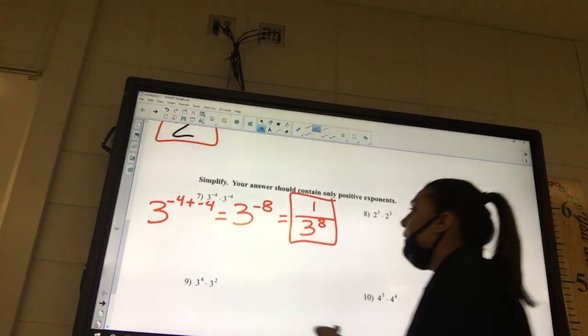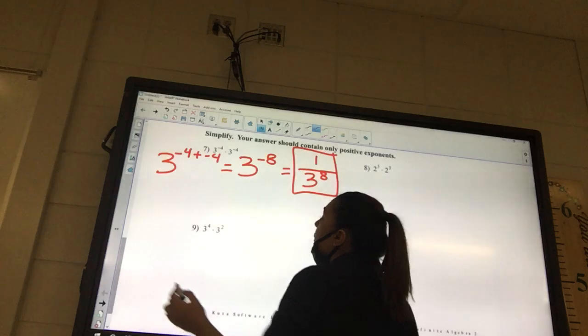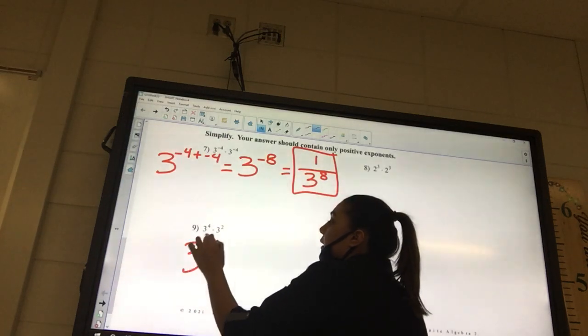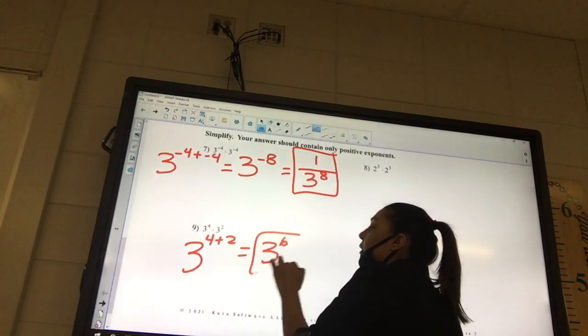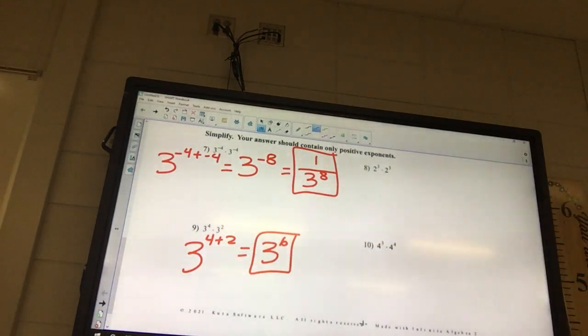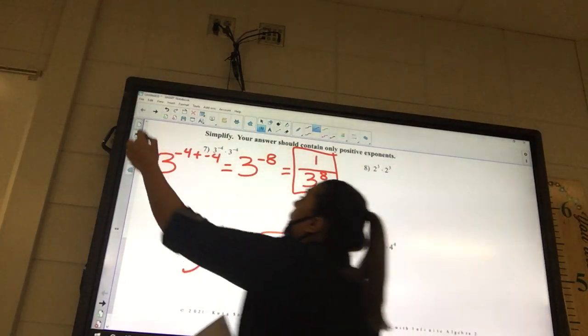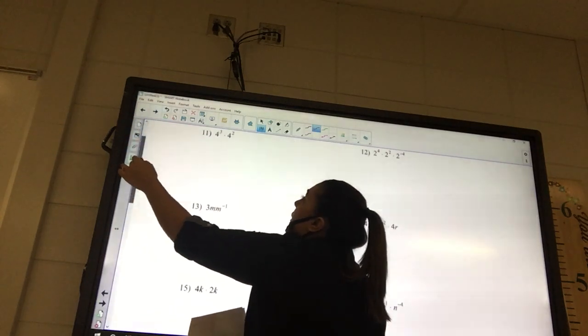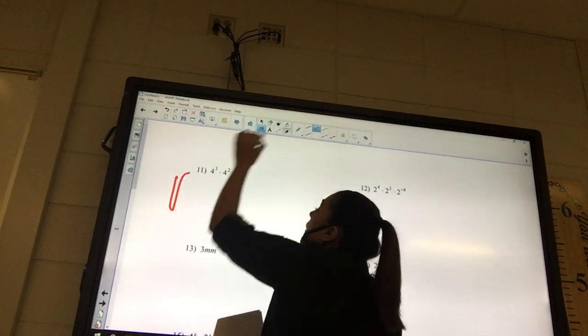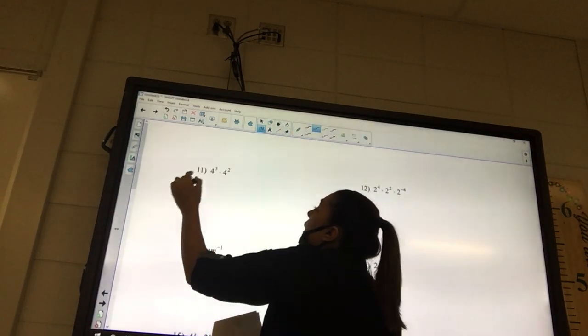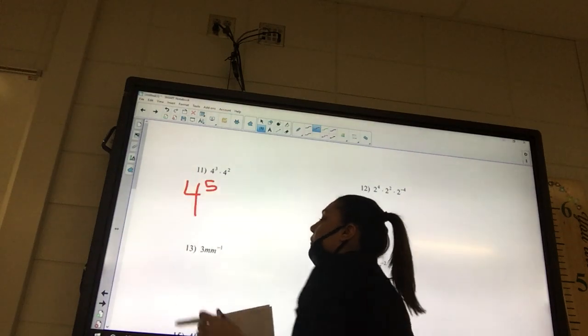Okay, look at 9. What is the base, the coefficient? 3, and then it's gonna be 4 plus 2. 6. So 3 to the 6th power. Okay, look at 11. What's our base? 4. Yeah, it's gonna be 4 to the 5th power.